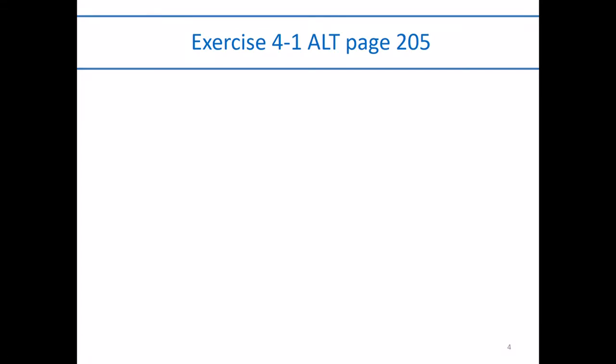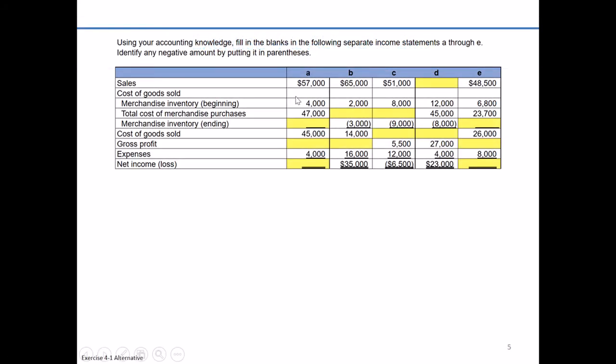In alternate exercise 4.1, we're presented with some basic income statement information in 5 different scenarios, and we're asked to fill in the blanks, which are the cells highlighted in yellow. And this really tests out how well you understand the relationship between these various figures. So I'm going to look only in this video at scenario A to give you a little bit of practice. And again, this tests out how well you understand different relationships.